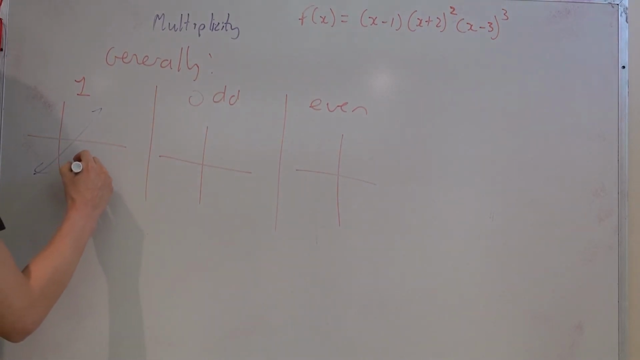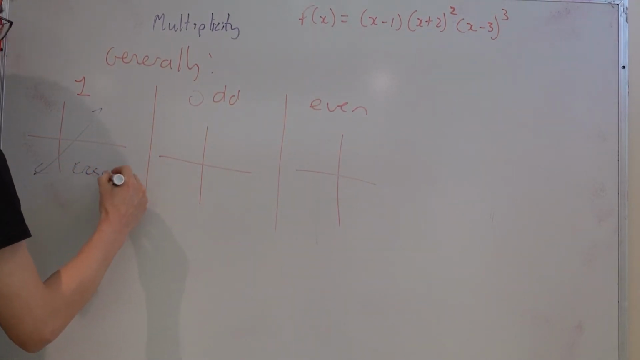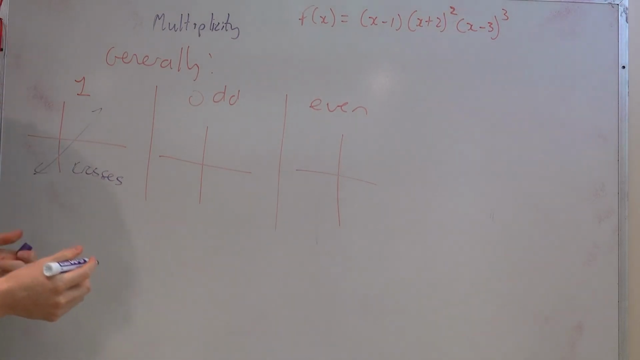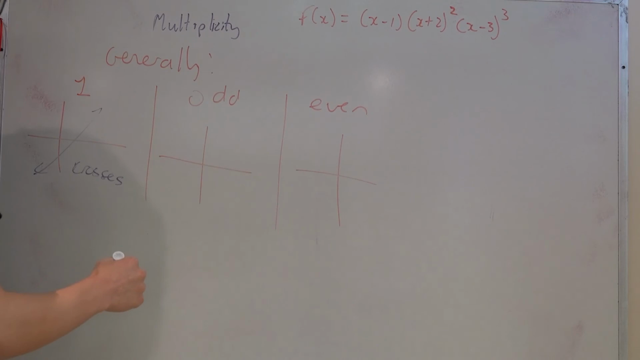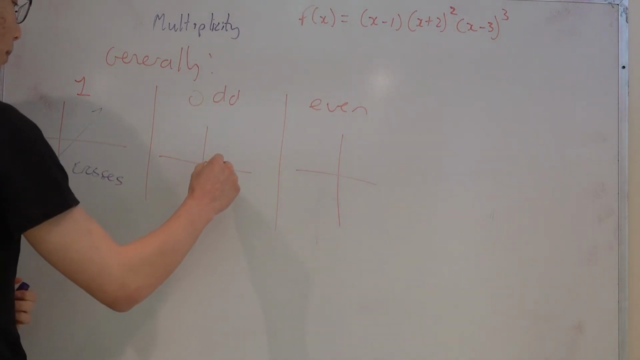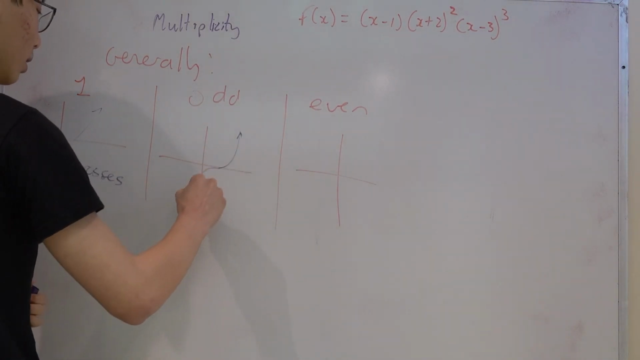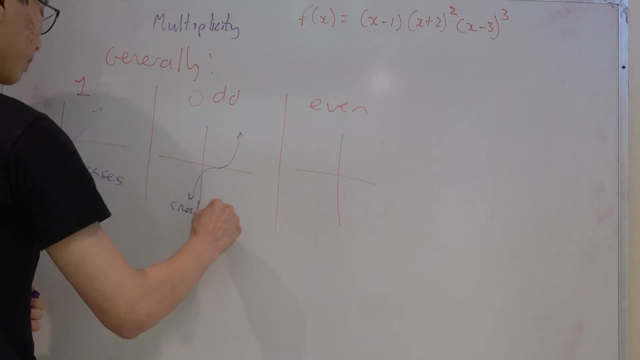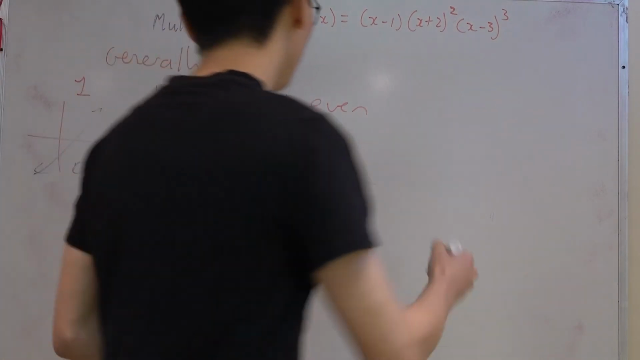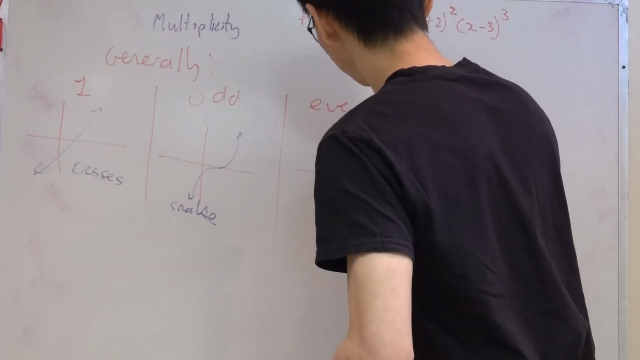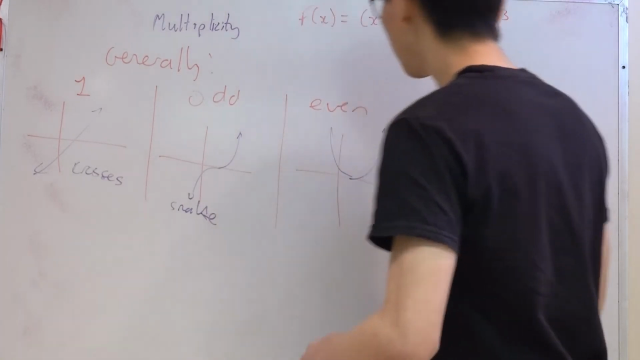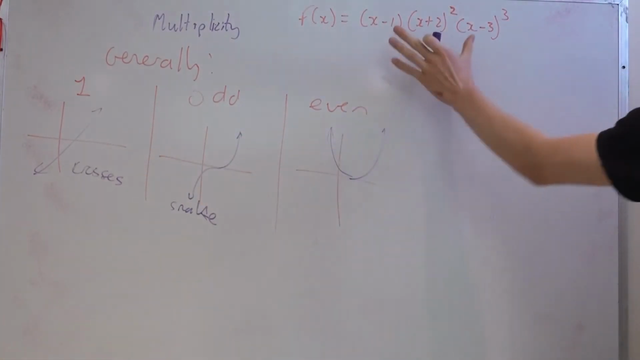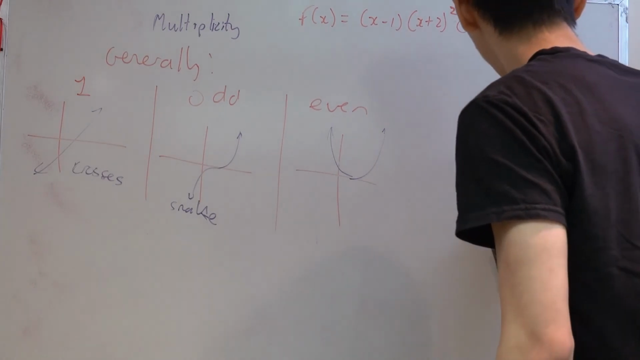Your function crosses. And if all of this is not making too much sense right now, the next couple of examples I'm going to do will make it clearer. When you have an odd multiplicity, it will do a snake. And when you have an even multiplicity, it will bounce. Okay? So let's apply this to this function. Okay? So we're going to graph this function.